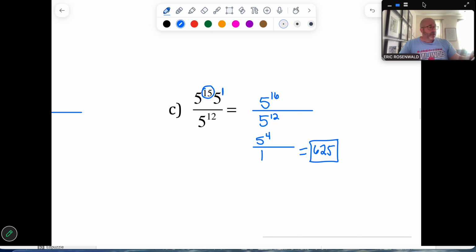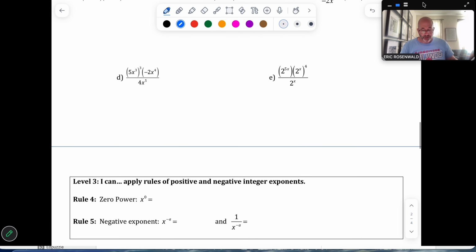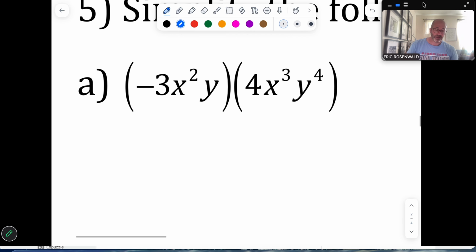All right. How we feel? We okay so far? Yeah? All right, let's jump into harder problems. Now we're going to start trying to take all the rules and apply them all together. All right, and you're going to see me kind of color code these just to keep things easy.